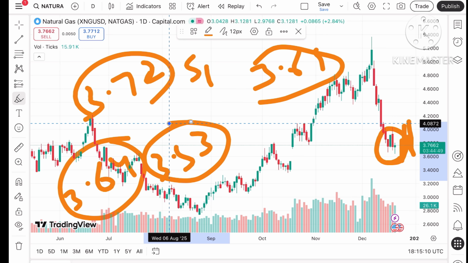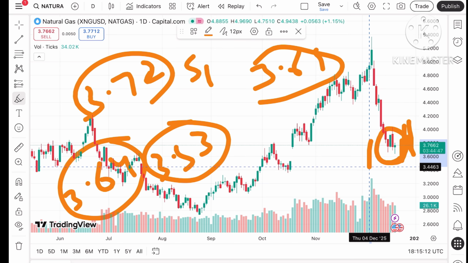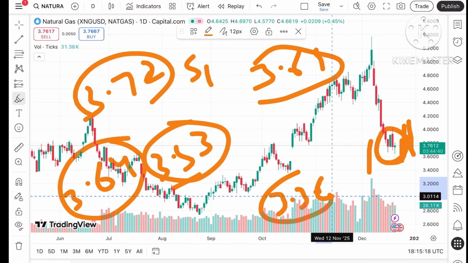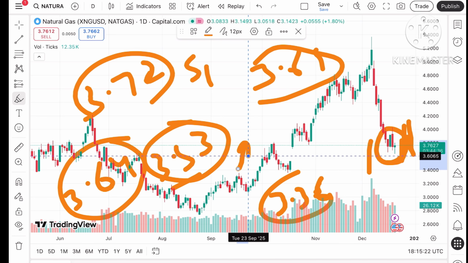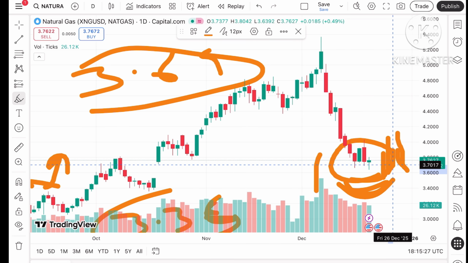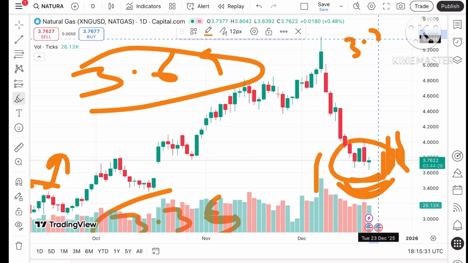Once it starts sustaining below this level, a further downfall can be seen, and after 3.53 the probability of going towards 3.36 can be there. If that sustains, a further fall can be there, or a bounce back can be seen from this level. But suppose it starts going upside, we can see it can touch a level of $3.8.